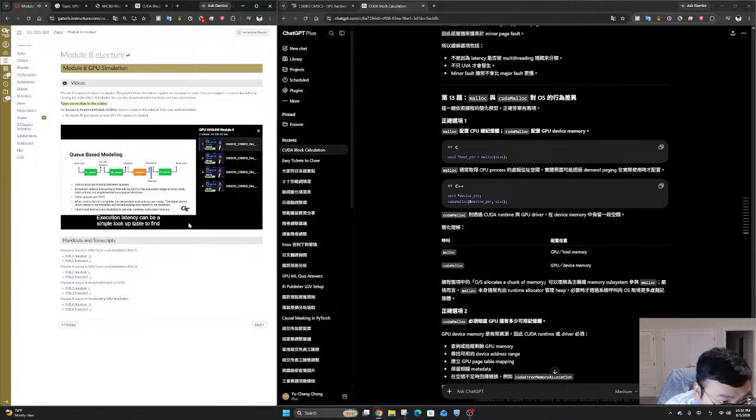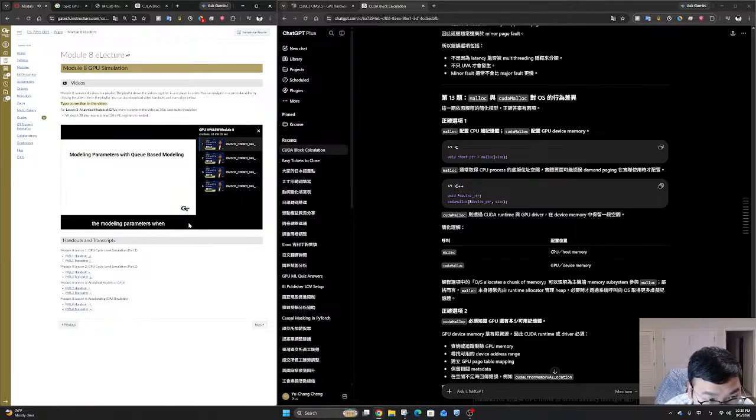Execution latency can be a simple lookup table to find the latency if the latency is not dependent on runtime behavior. Then let's discuss how to set up modeling parameters when we use queue-based modeling. The number of cycles in each pipeline stage is simply modeled by the depth of the queue. How many instructions can move between queues represents the pipeline's width, such as each execution bandwidth.